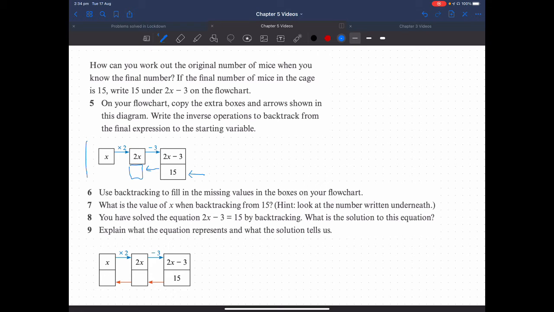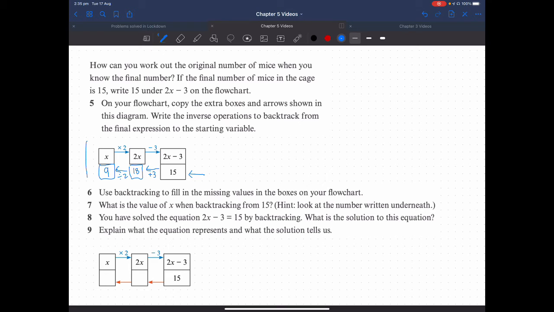So we had 15, and the opposite to taking 3, the inverse operation, is plus 3. So 15 plus 3 is 18. Continuing going backwards, the opposite to timesing by 2, the inverse operation, is dividing by 2. So if we take 18 and we divide it by 2, we get 9. 9 would be our starting value.